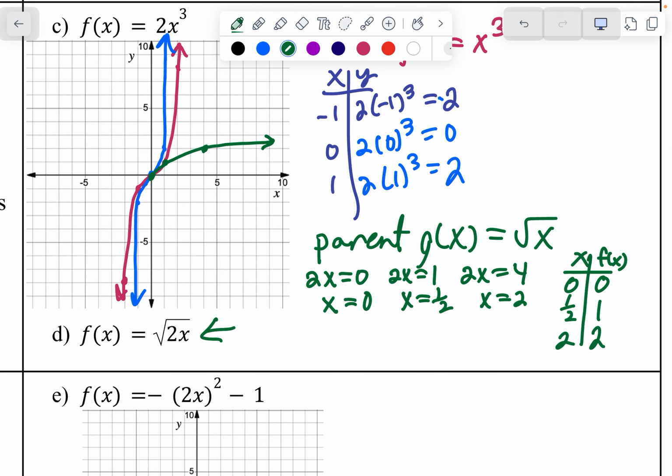So let's do that. I'm going to do that in, well, what color have we not used? Let's do purple. Okay, 0 is at 0. 1/2 is at 1. 2 is at 2.